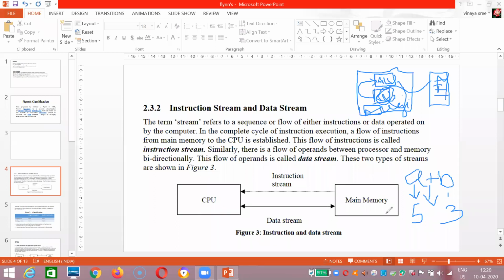For that it has to get the data, so definitely for getting the data, it will go to main memory. After going to main memory, with the help of the data bus, data will be collected. What data? A value as 5, B value as 3, and addition will be performed, and you will get the value 8, and the result will be stored back inside main memory. So that is the reason the data stream is bidirectional, whereas the instruction stream is unidirectional. Understood why it is bidirectional, why it is unidirectional? Yes, ma'am.